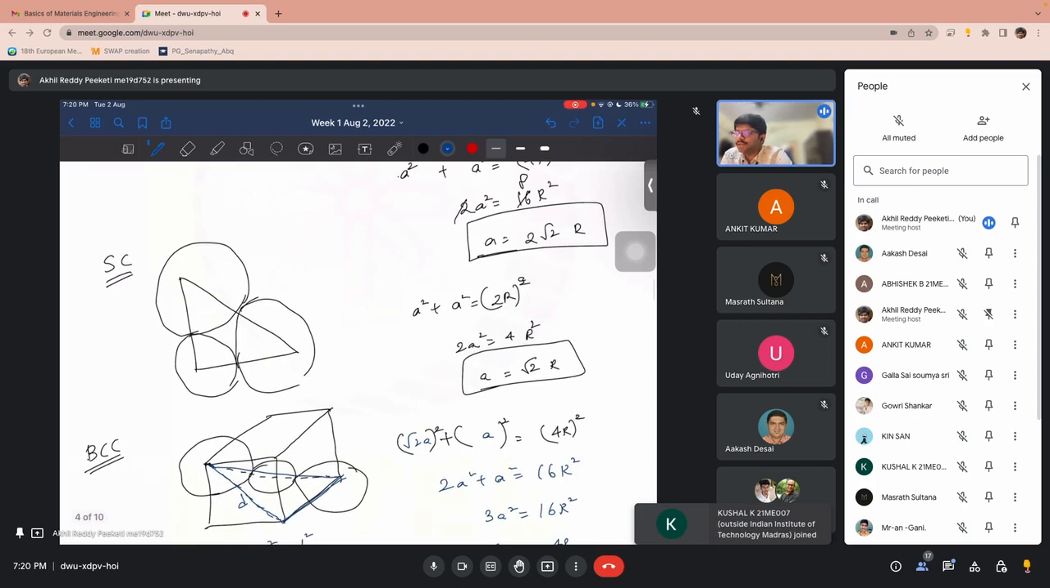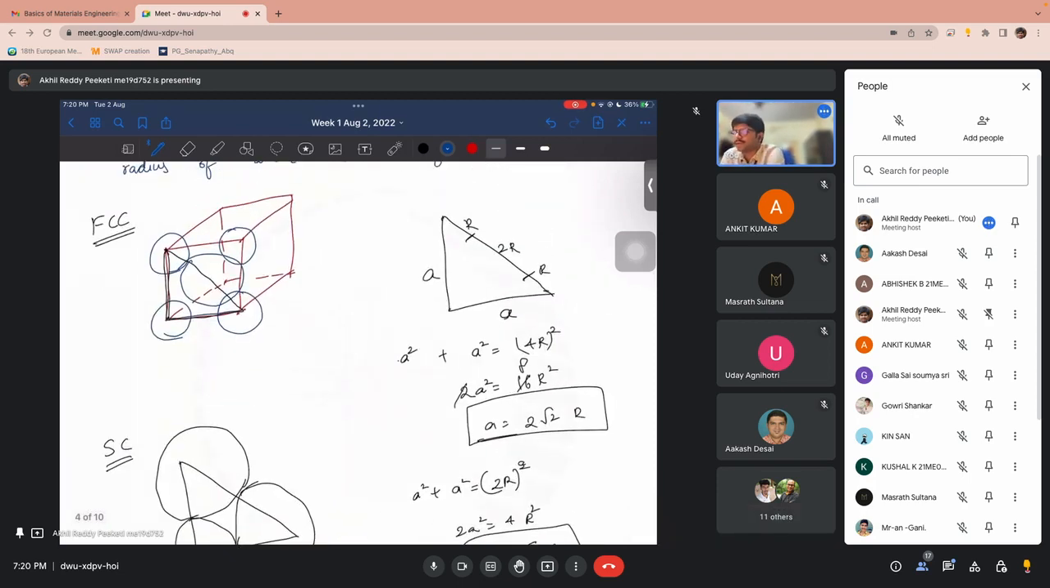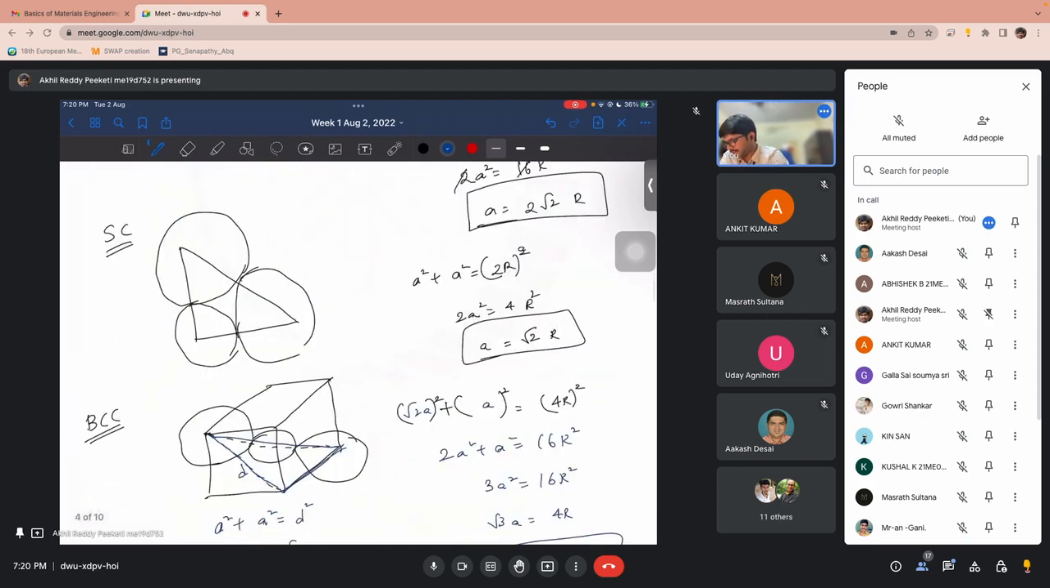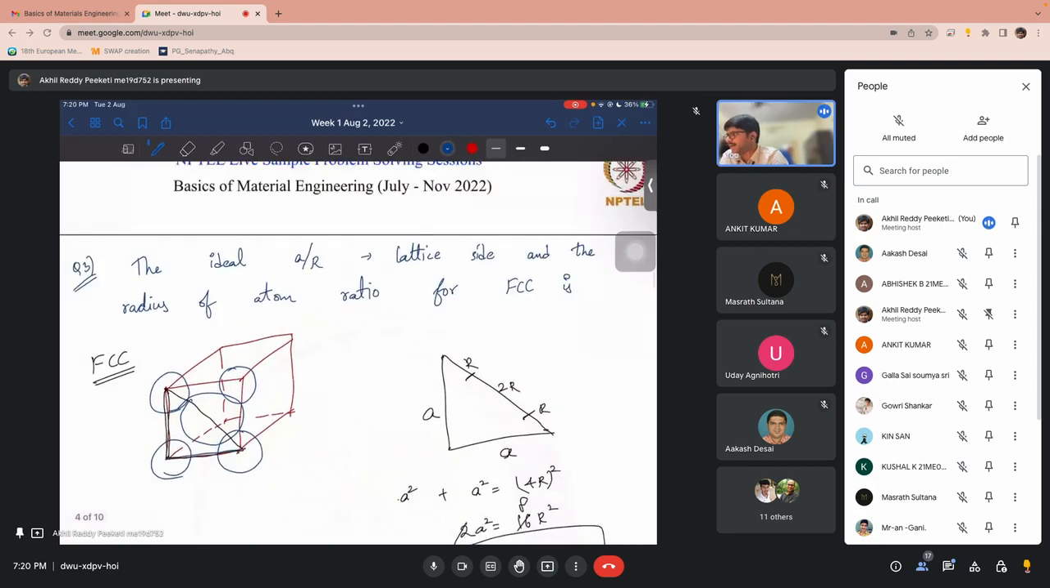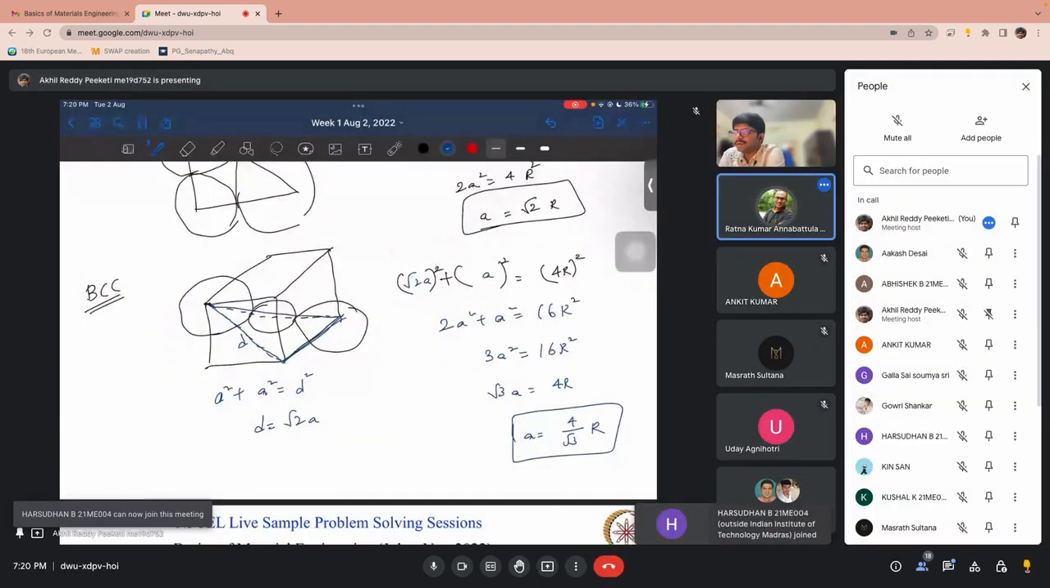I see that only 2 or 3 people are interacting. If anyone has any doubts in this, you can also ask your questions. I hope this is clear. How do you get the relation between A and R for FCC, simple cubic and BCC? Yes, sir.